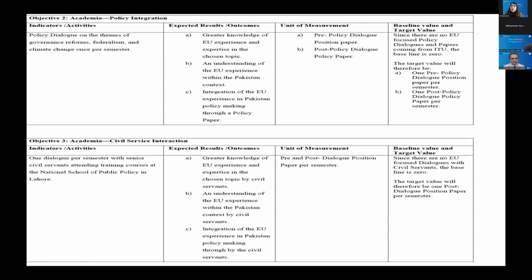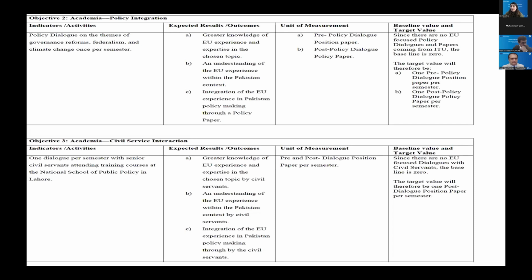Moving ahead, we also talked about academia and policy integration, where we bring in policy dialogues and continuously do that. I'll let you know what we have been doing over the last 2 years. Then we also pitched academia and civil service integration. We talk to more practitioners and bring them together. We focus on the learnings from the EU, what we have learned, and what we are doing, trying to bring the two things together.